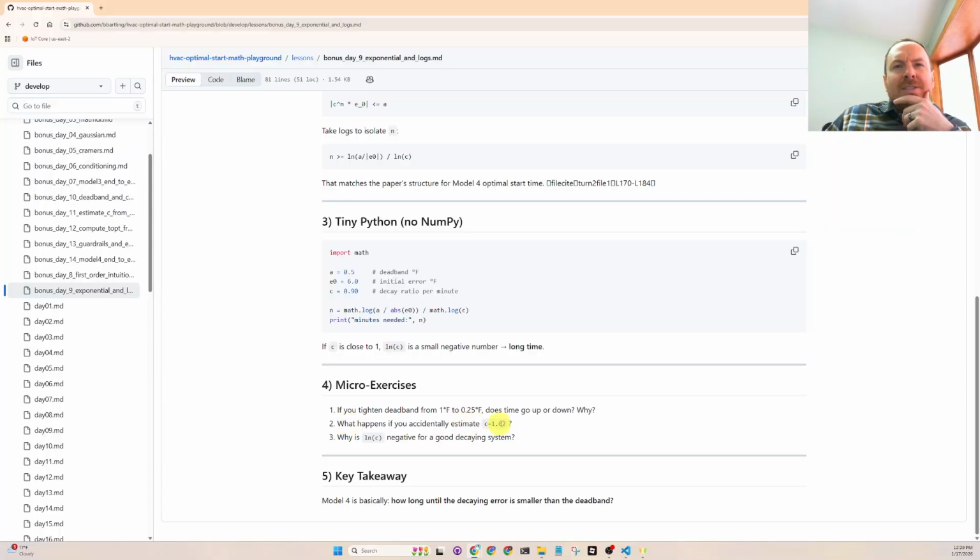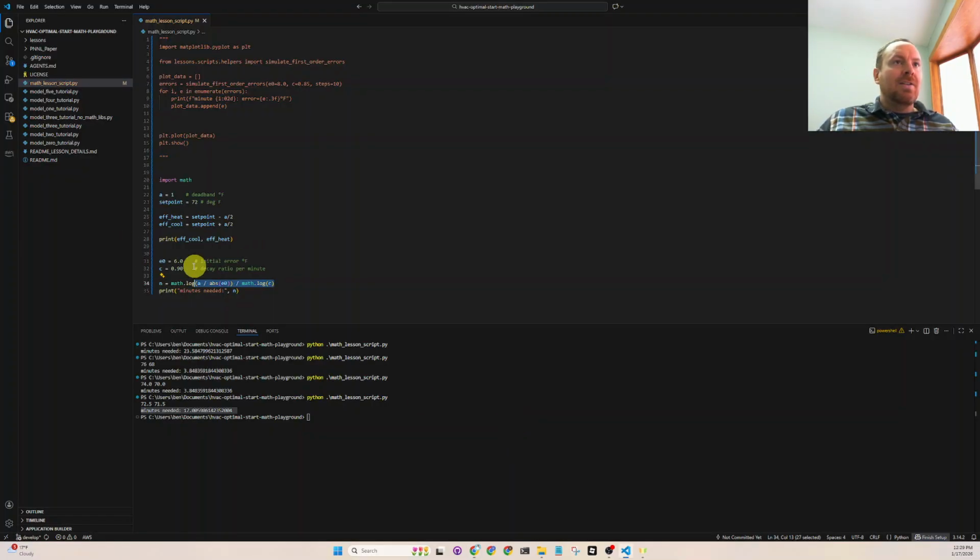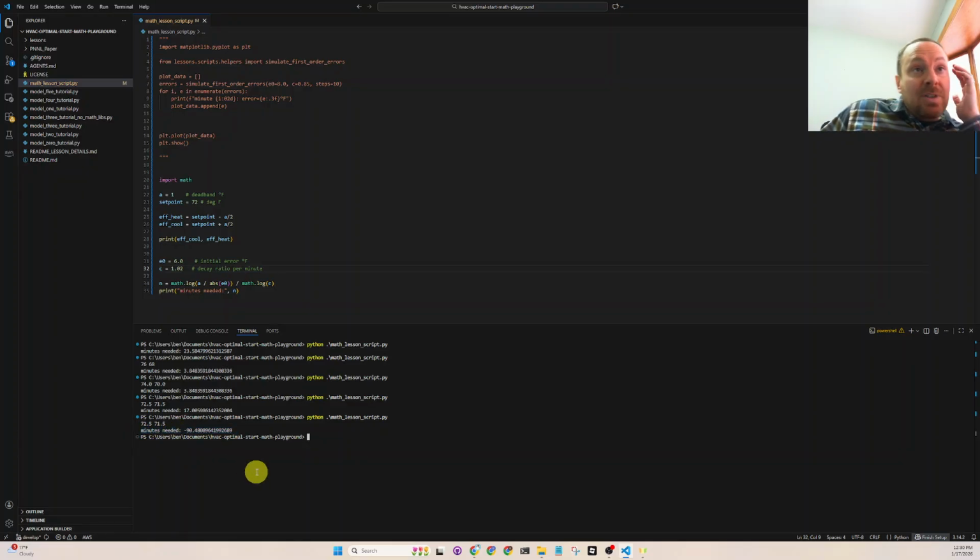What happens if you accidentally estimate 1.02? So if we have a value greater than 1, which we talked about in the last lesson, you're not decaying anymore, you're adding. I think that's kind of obvious. So if we do 1.02, oh wow, actually we're in a negative number here. Interesting.